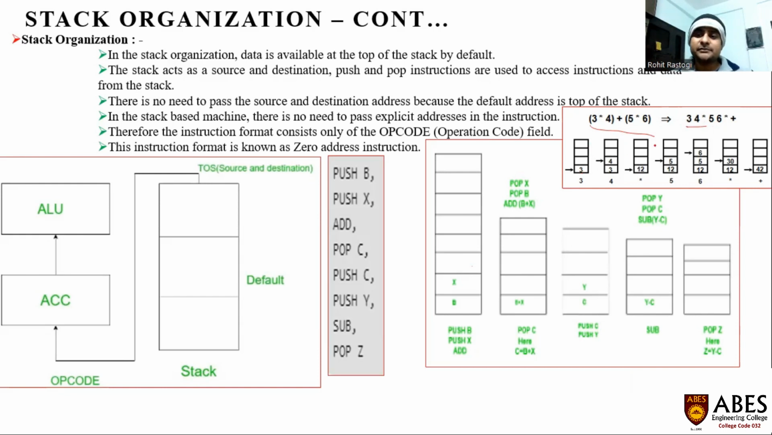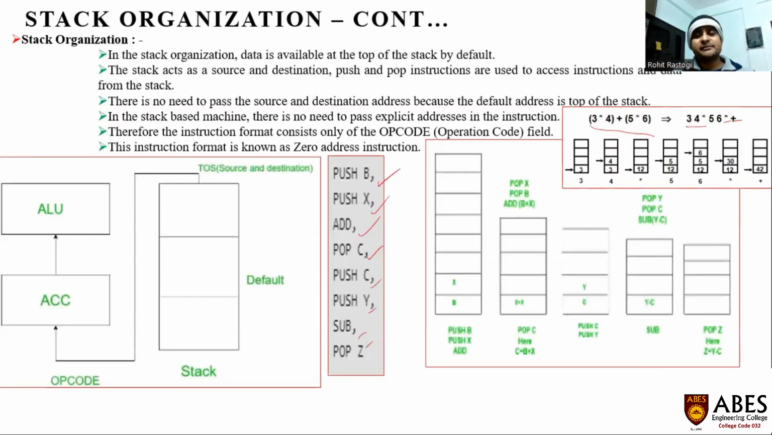One by one, 3 is pushed and 4 is pushed, and whenever an operator comes, both operands are popped, the operation is applied, and the result is pushed back onto the stack. Similarly, 5 and 6 are pushed into the stack, and when we get the star operator, 5 and 6 are popped and multiplied, and 30 is pushed into the stack. Again, we get the plus operator, so 30 and 12 are popped, and the sum 42 is pushed into the stack. So this is reverse Polish notation, where we use zero address and one address instructions to execute it, and we can apply it to the stack.